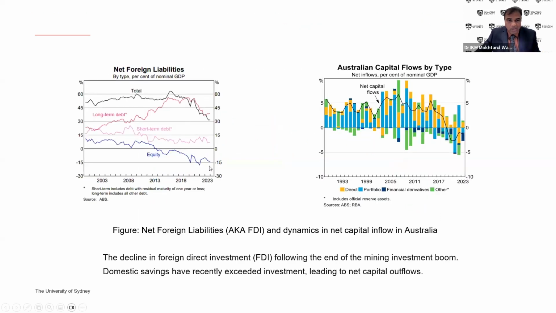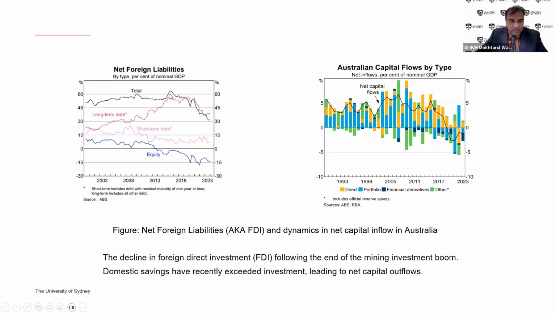So one way to look at that is to look at the foreign direct investment. If you look at this left-hand side diagram here, we can see that net foreign liabilities is the net FDI, or net foreign direct investment. So what happened to this net foreign liabilities over time? Beginning from 2000 up to 2023, we can see that the total net foreign liability was about 60% of the nominal GDP, or slightly less than 60%.